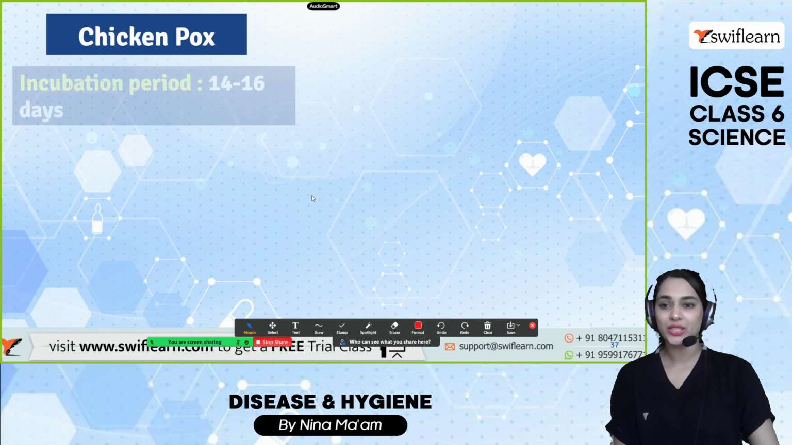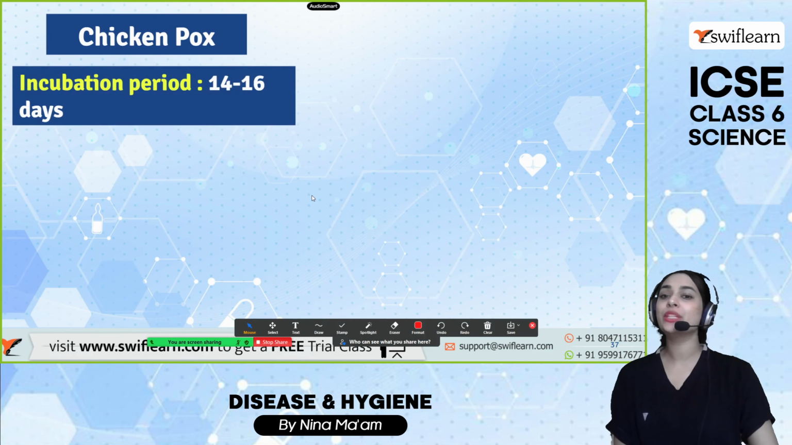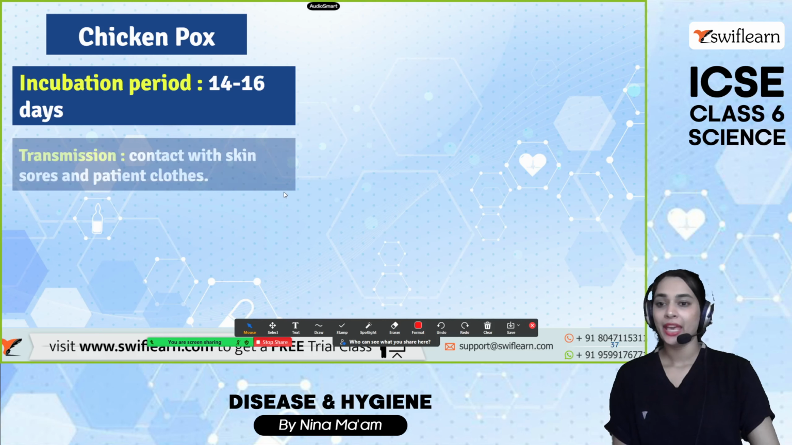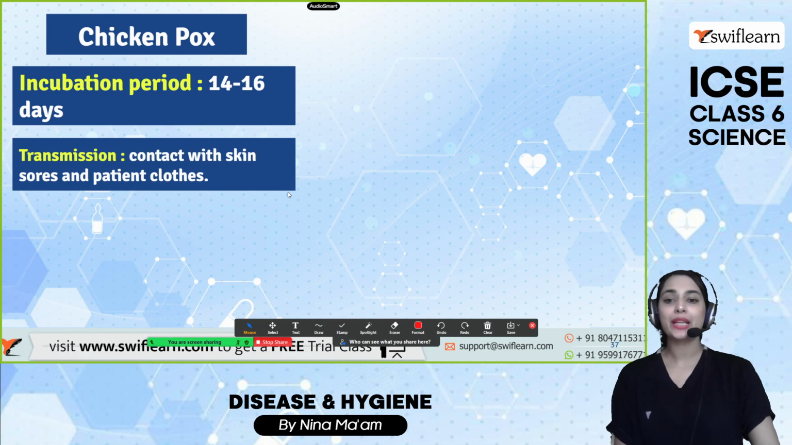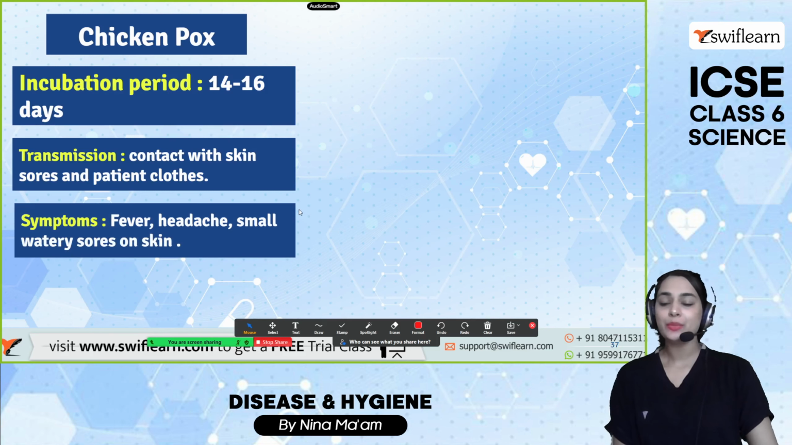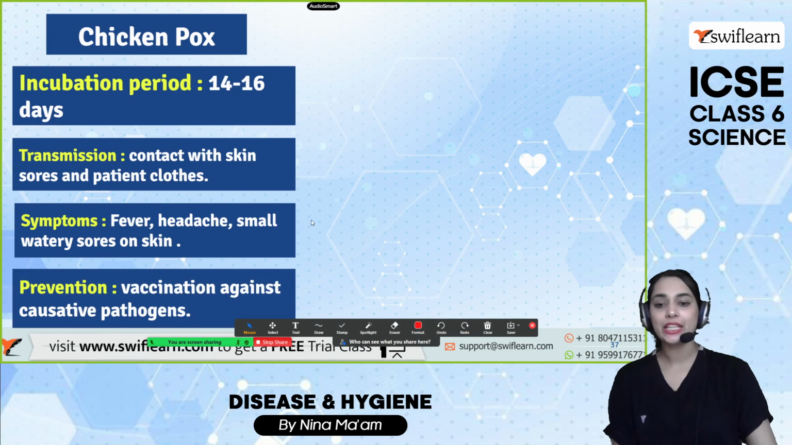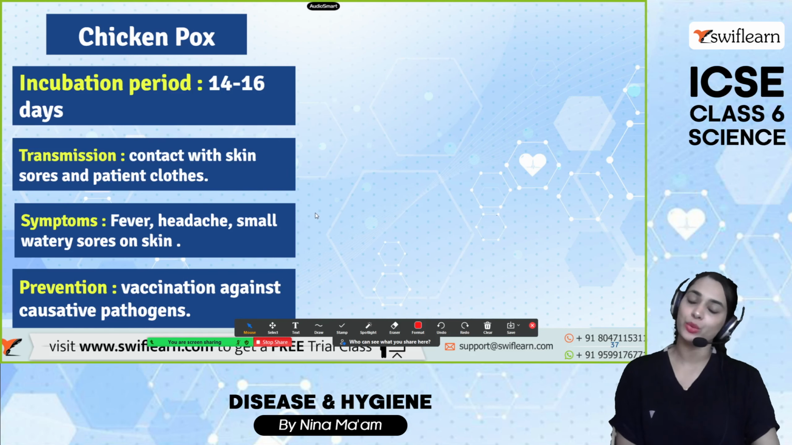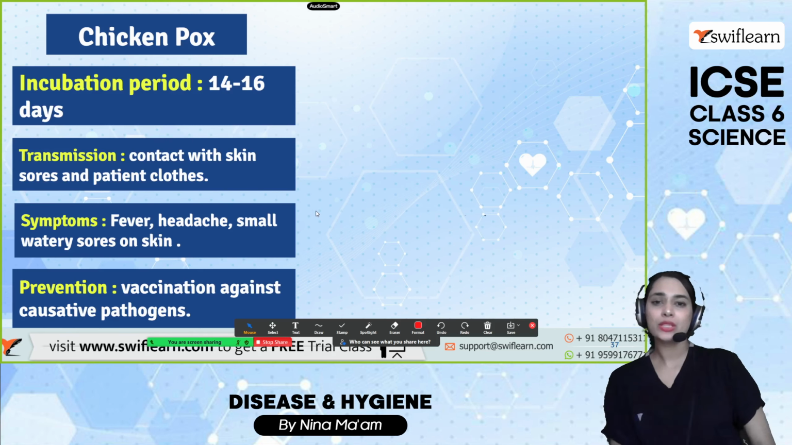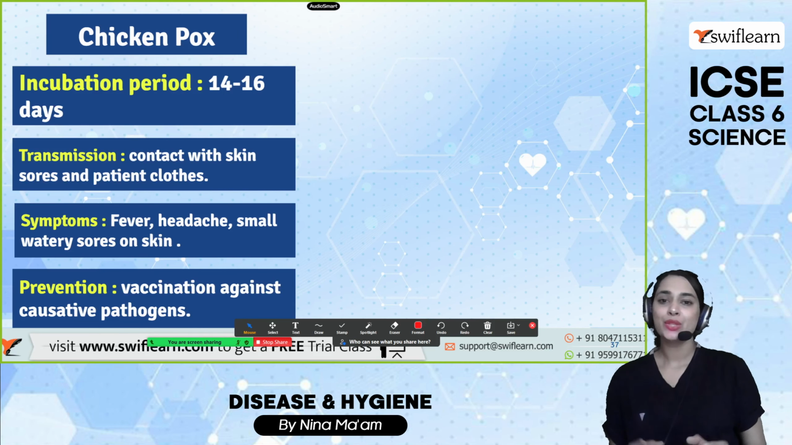And chickenpox. Incubation period is 14 to 16 days, and transmission is through contact with the skin sores and patient's clothes. Symptoms: fever, headache, small watery sores on the skin. Prevention: vaccination against causative pathogens. So chickenpox is a severe one. It can spread easily, so we have to be careful during summers.